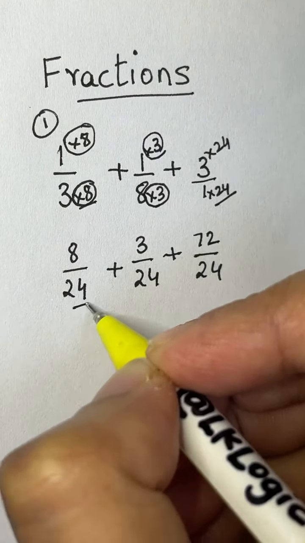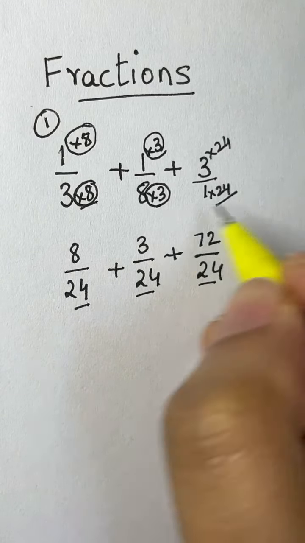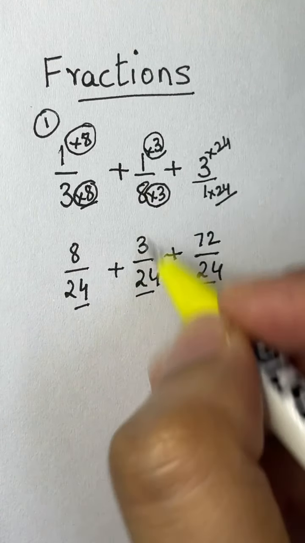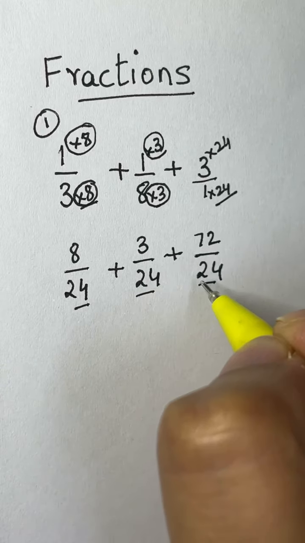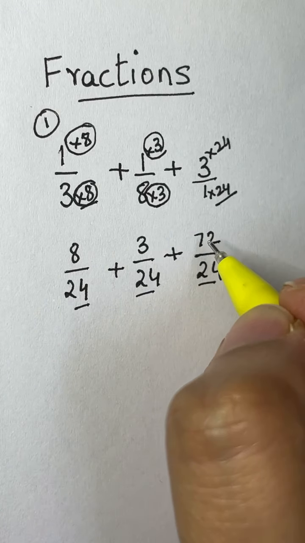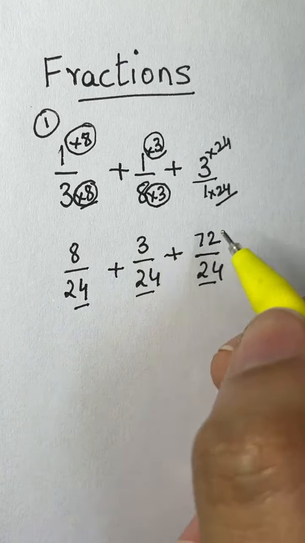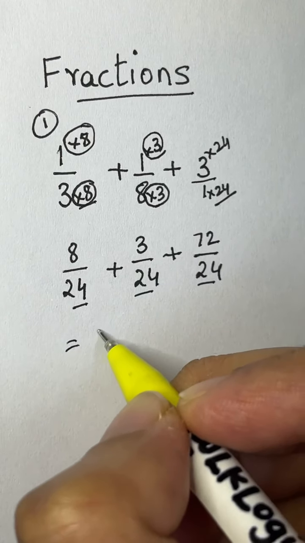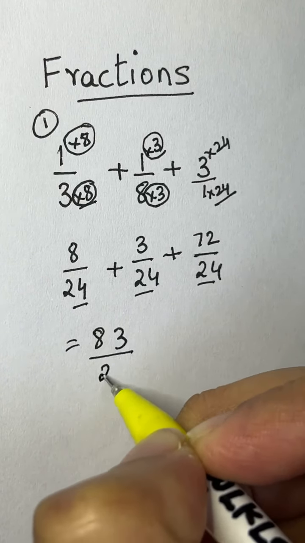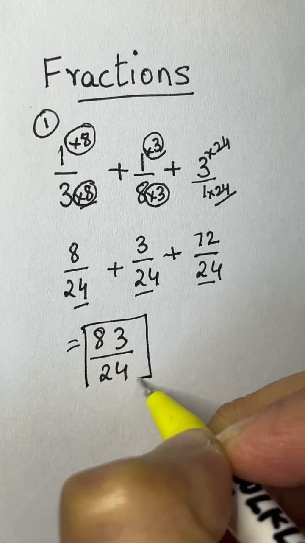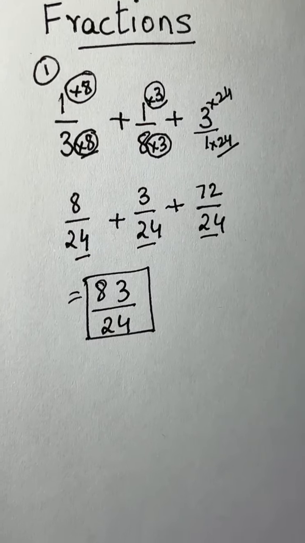Now you have the denominators the same. What is the purpose of taking out the LCM? So that you make the denominators the same. And when the denominators are the same, you can simply add the numerators. So what is 8 plus 3 plus 72? It's equal to 83 over 24. And that's your answer. Now I'll show you one more way to solve this.